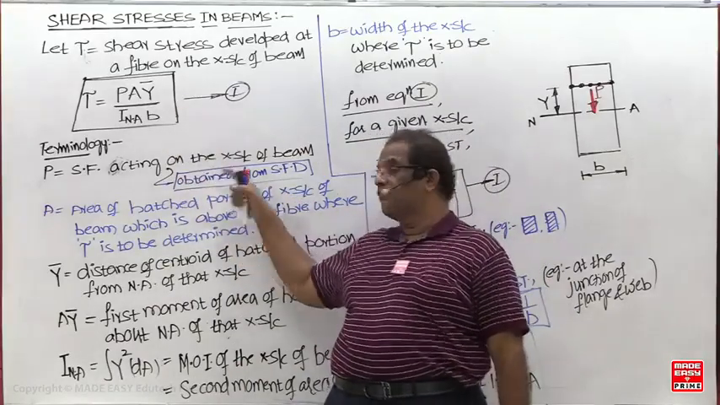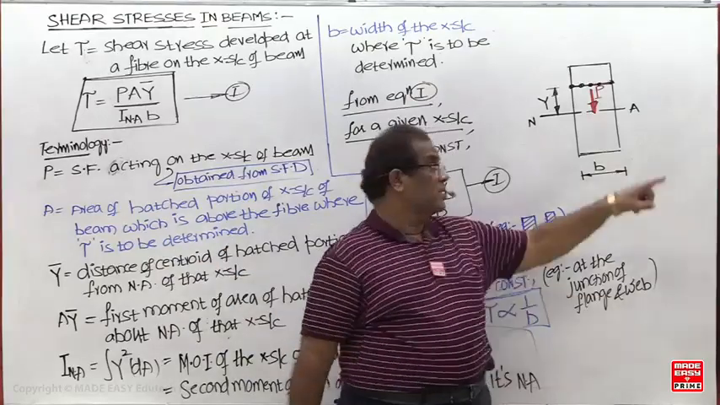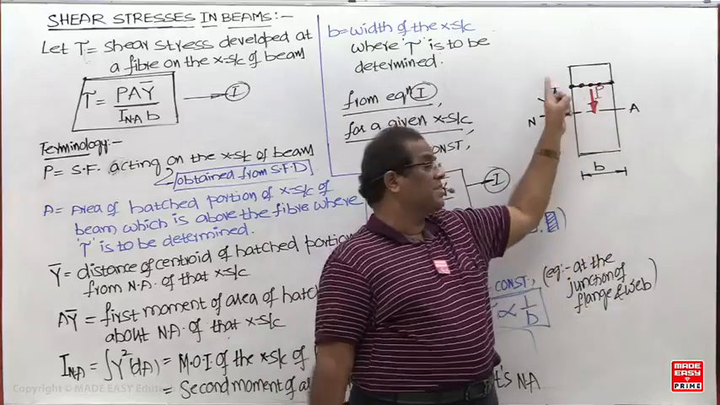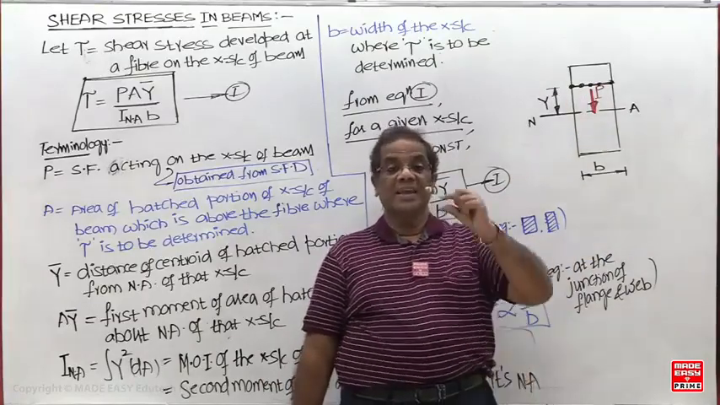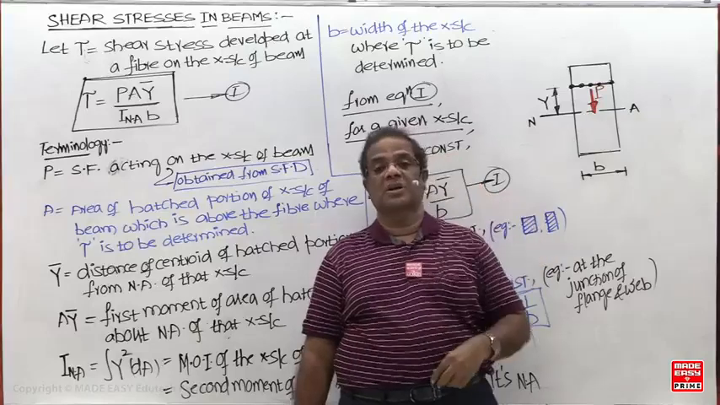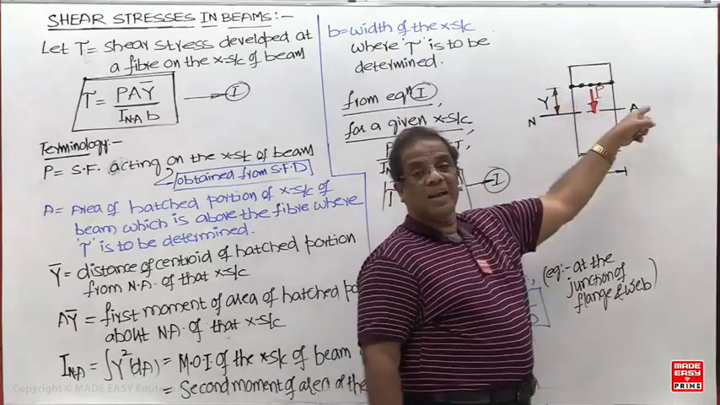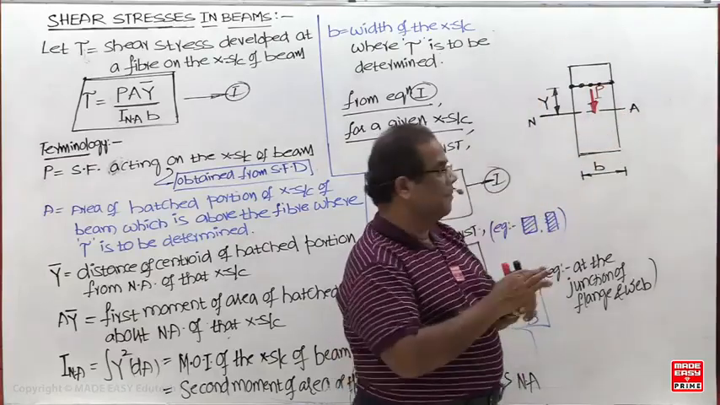So P is the shear force obtained from the SFD. Next, what is the A? A is not the total area. A is not the area of the cross section. What is the area of this entire cross section? B into D. But what is A? A is the area of the hatched portion, which is above the fiber. Now this fiber is above the neutral axis or below the neutral axis? Above. So I have to take the area above.